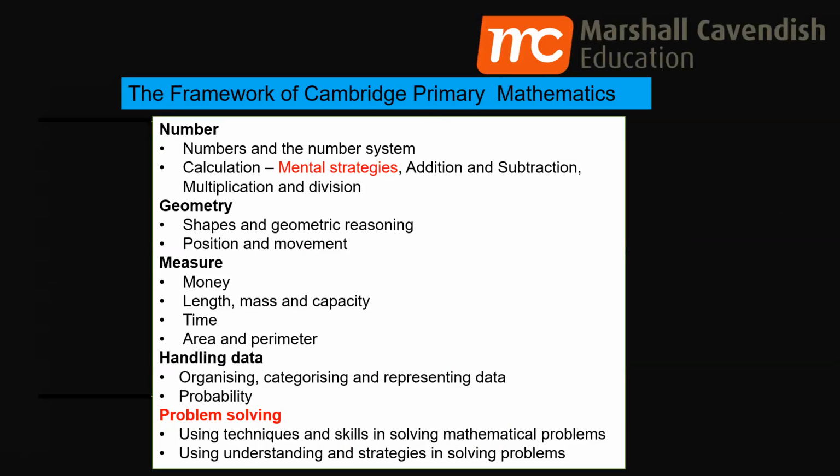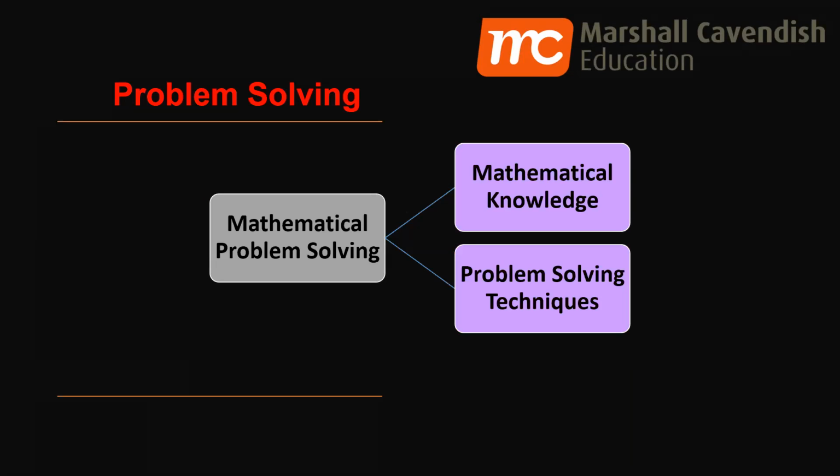So this is the Cambridge CAIE framework. So these are all your strands of number, geometry, measure, and handling data. And then you see this particular part here, problem solving. So Cambridge gives focus on problem solving as important as the rest of the strands. Okay, so you can see that problem solving is central in the CIE framework.